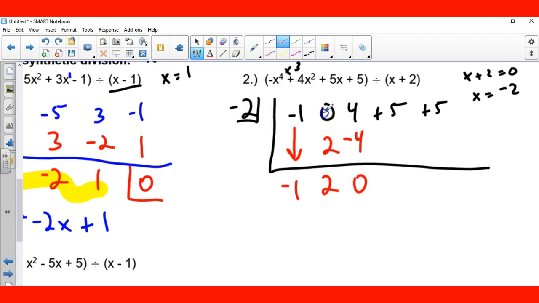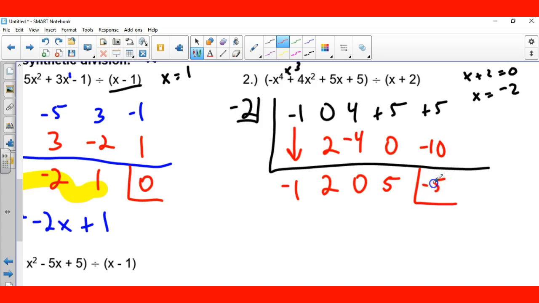Then 0 times -2 is 0. 5 plus 0 is 5. And then 5 times -2 is -10. So you have 5 minus 10, and 5 minus 10 is going to be -5. This is our remainder right here.